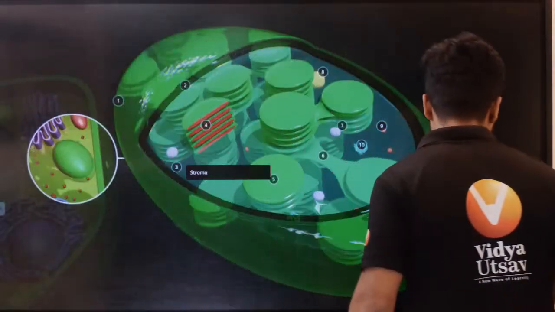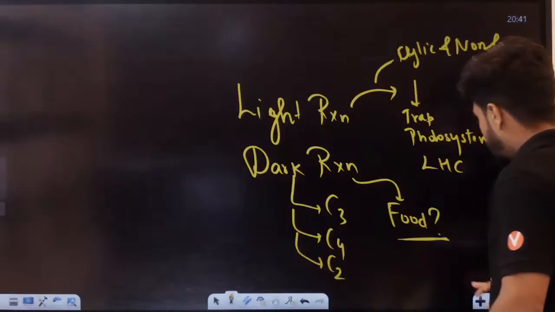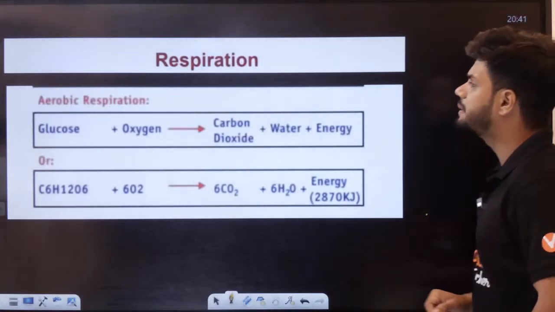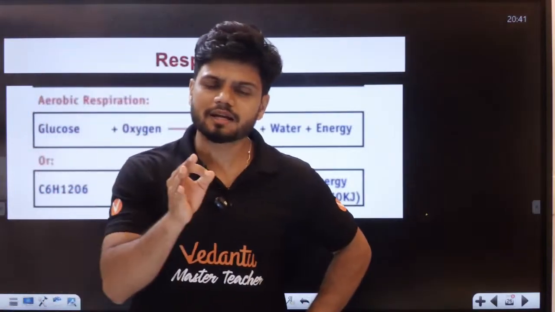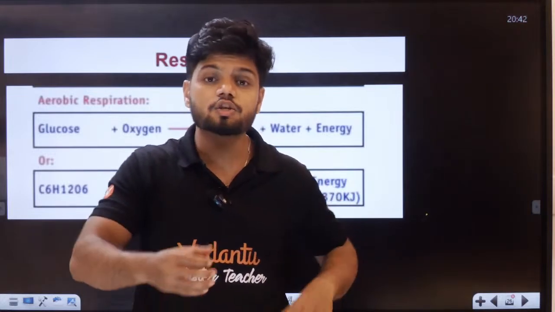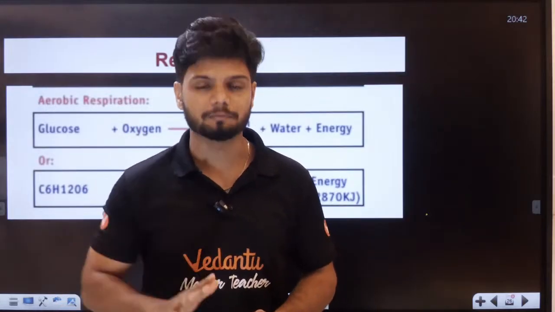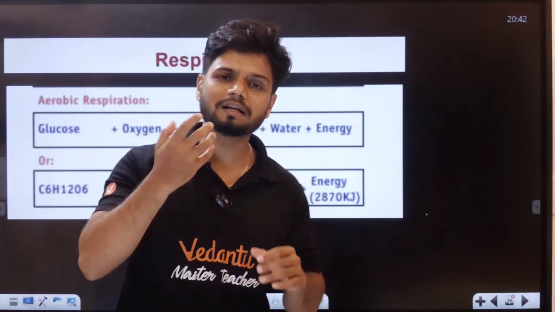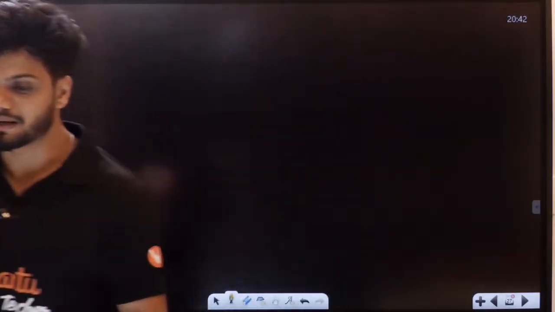And students, let me tell you, the food is produced in the dark reaction. Now, what about respiration, students? What do you learn in the respiration in plants chapter? In the respiration chapter, we understand how plants use the food to produce energy, energy in the form of ATP, adenosine triphosphate. Now, how do they do it? There are multiple steps, students, multiple steps in respiration.